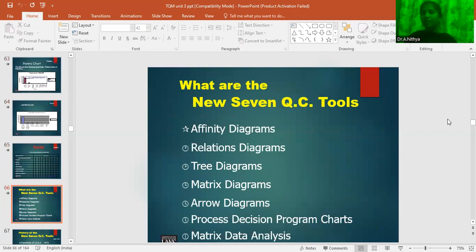Now we will see the next topic, that is the new 7 quality control tools: affinity diagram, relations diagram, tree diagram, matrix diagram, arrow diagram, PDPC, process decision program chart, matrix data analysis.